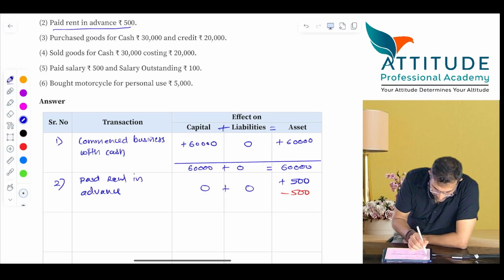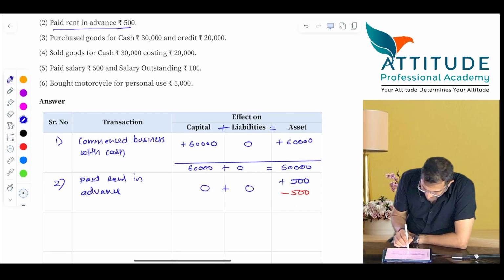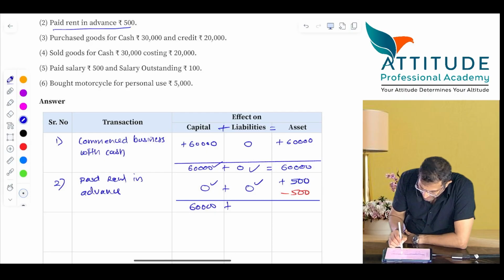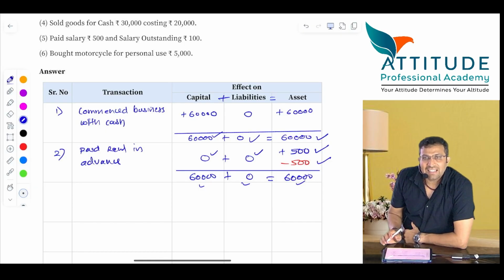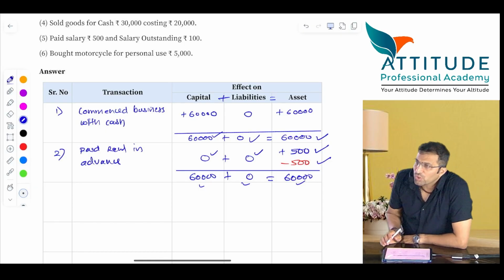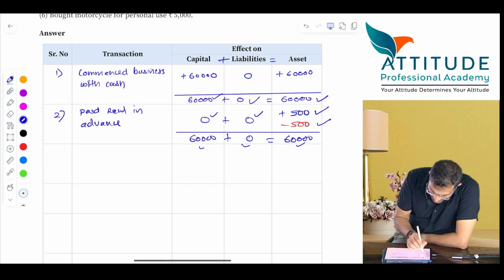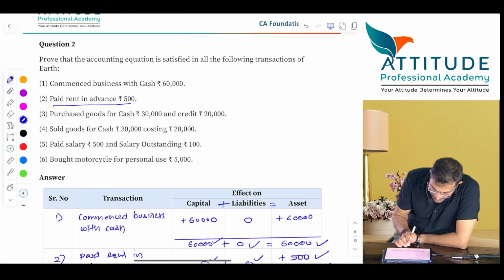Now if I draw the equation line, you already have 60,000. 60,000 plus 0 is 60,000. 0 plus 0 is 0. 60,000 plus 500 minus 500 is 60,000. Again the equation holds good. 60,000 plus 0 is equal to 60,000. Do you understand? Okay, now tell me the third one. What is that third one?